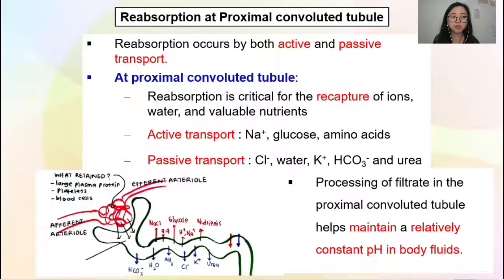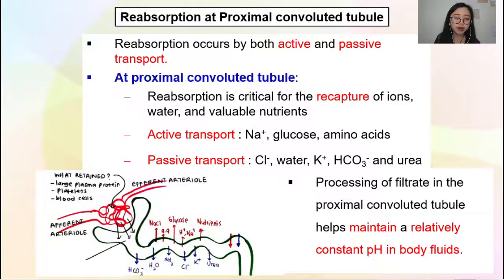So here, reabsorption occurs by both active and passive transport. At the proximal convoluted tubule, reabsorption is critical for the recapture of ions, water, and valuable nutrients. The things that are reabsorbed by active transport are sodium ion, glucose, amino acids. So, bila kamu tulis sodium ion, glucose, amino acid, sila gunakan satu warna.